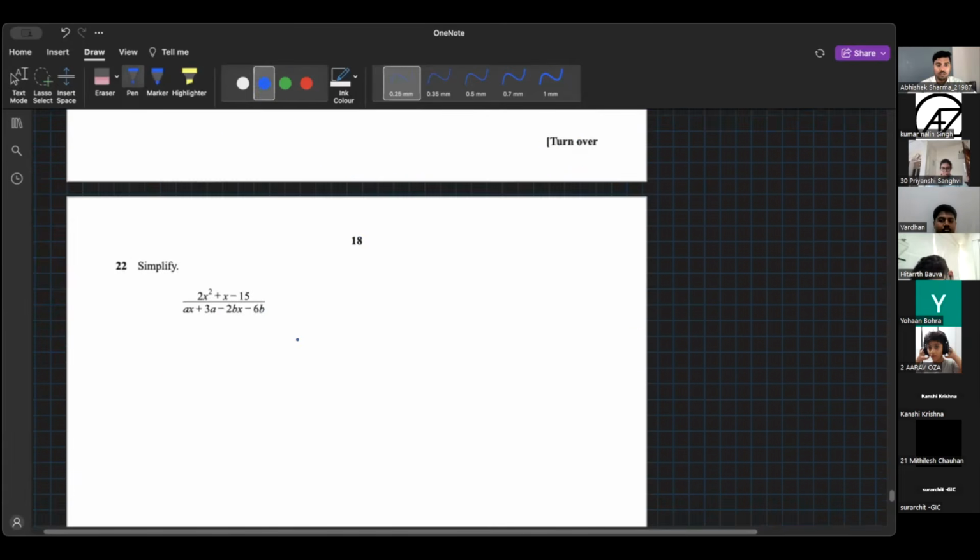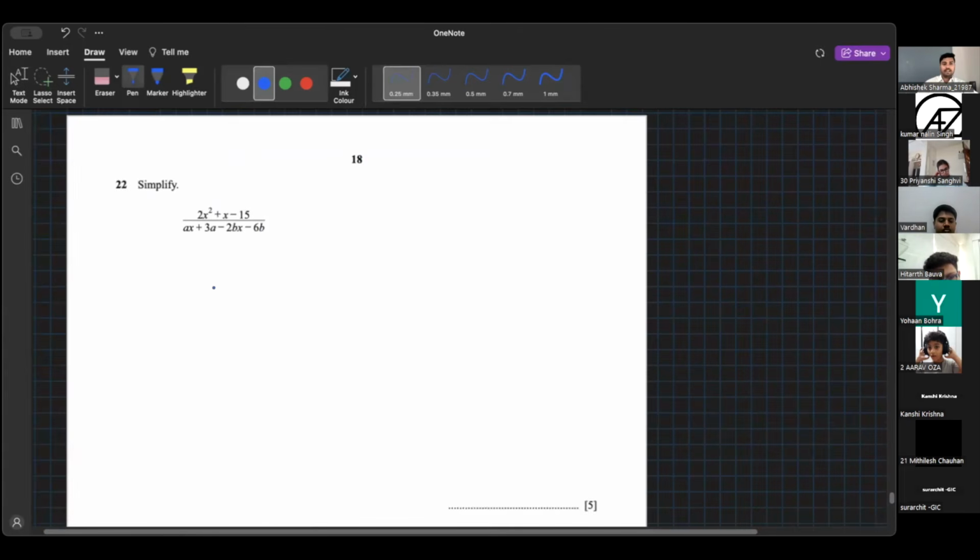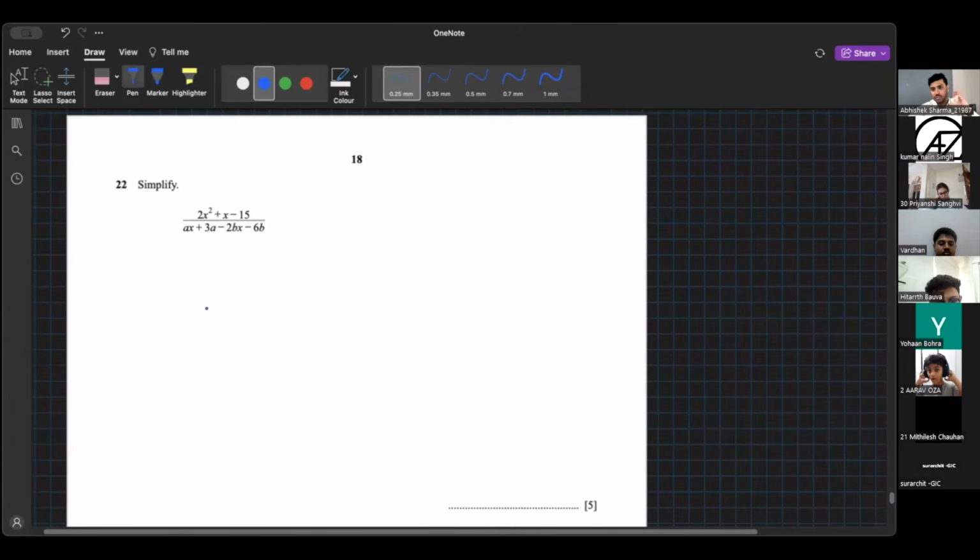Let's move on now. Question 22. It's simplify. It's a 5-marker question. Let's check. We have numerator, which is a quadratic expression, and then denominator, which is linear. So let's find the common ones in the linear one, which is the denominator. And for the numerator, we have to factorize. So let's factorize it separately.